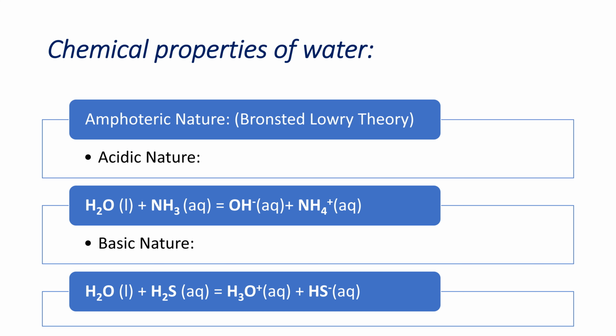As it is gaining the H plus ion, it is a Bronsted base, while the hydrogen sulfide has lost the H plus ion and has become bisulfide, hence it is Bronsted acid here.